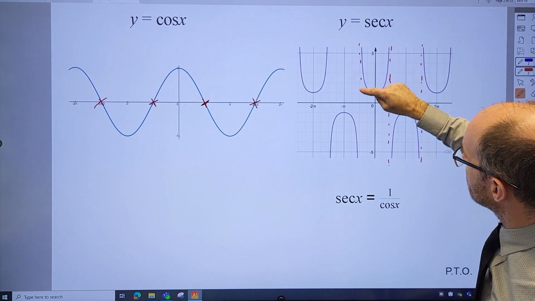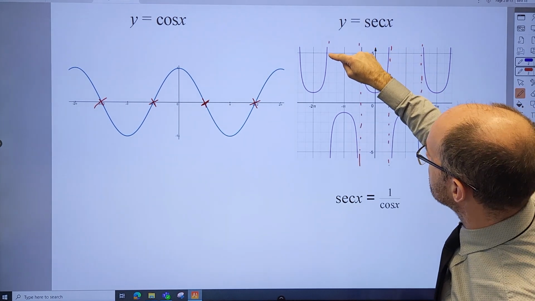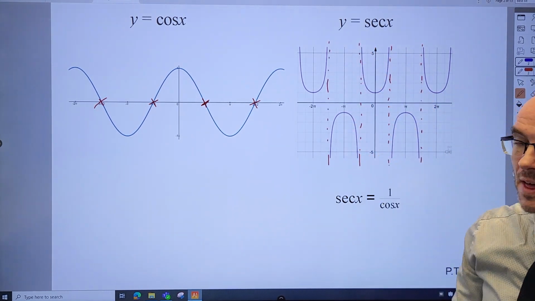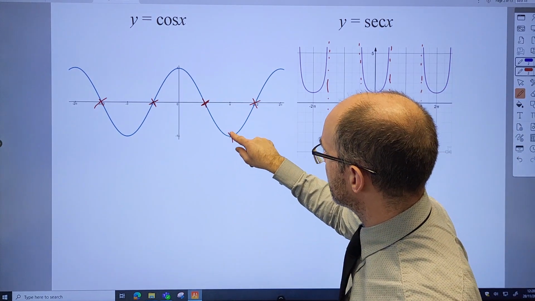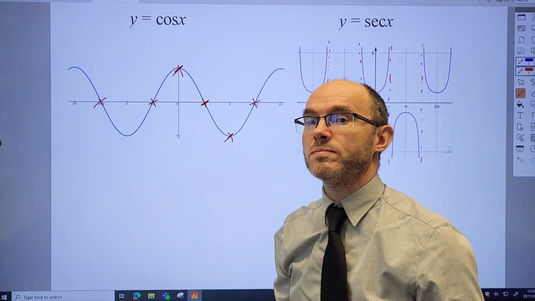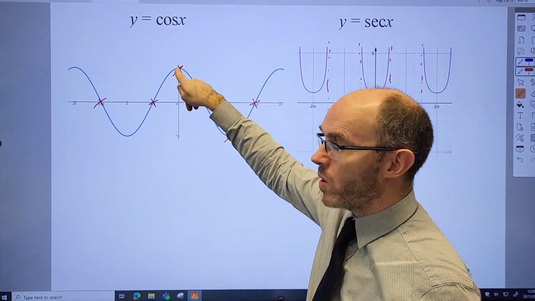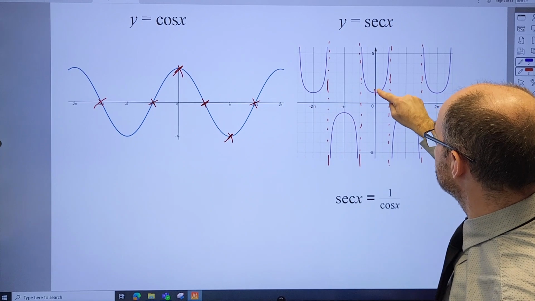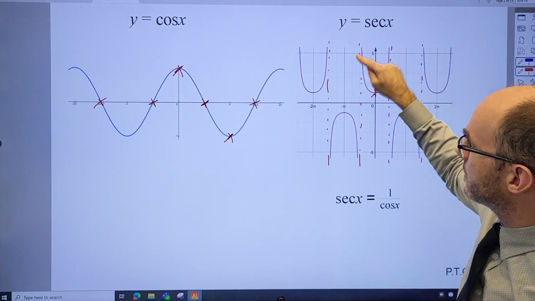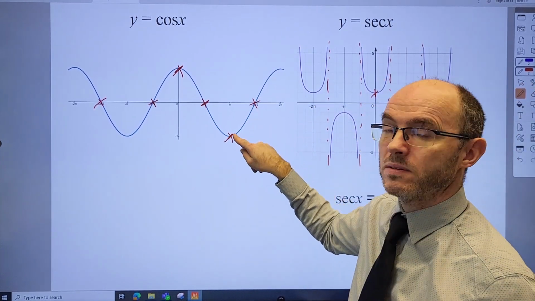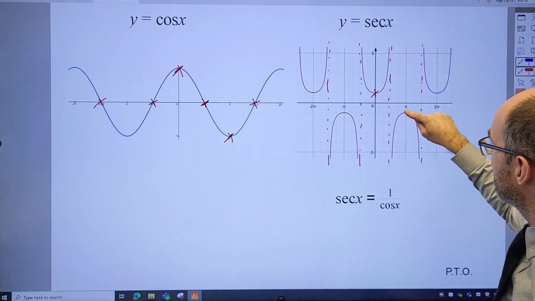And the negative equivalent, so negative pi over 2, negative 3 pi over 2. And the next thing to consider is the maximum and minimum points. They become the reverse. So that maximum point becomes a minimum point. So rather than (0, 1) being a maximum, (0, 1) would be a minimum. And then the graph looks like that. (Pi, negative 1), the minimum, becomes (pi, negative 1) a maximum.